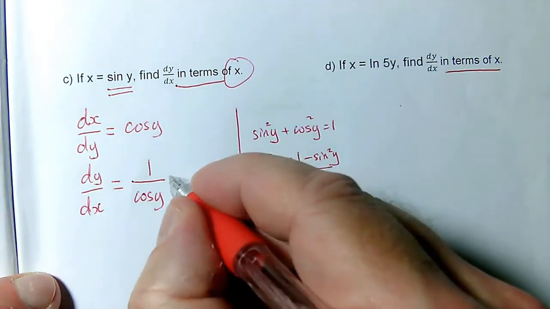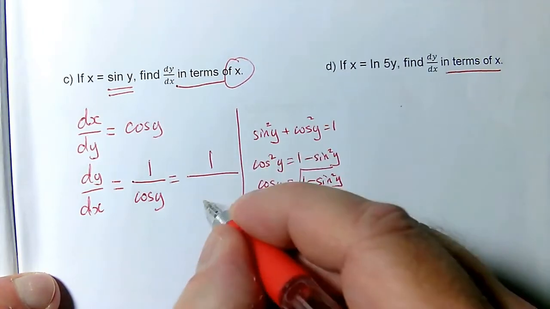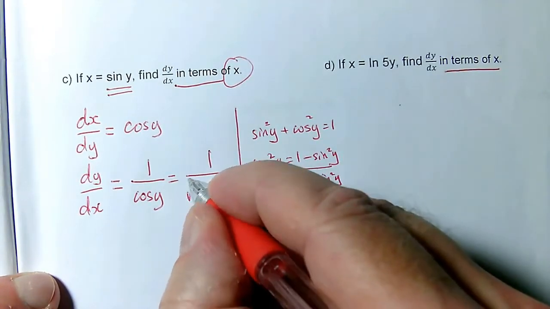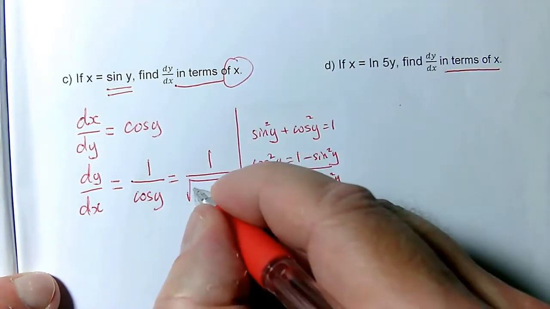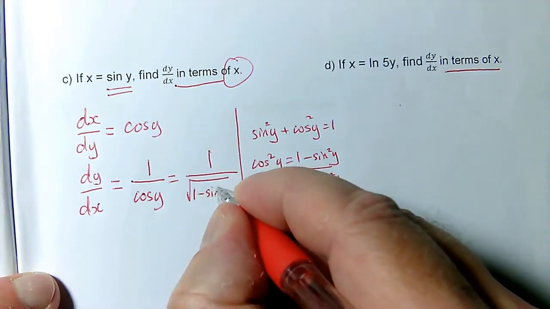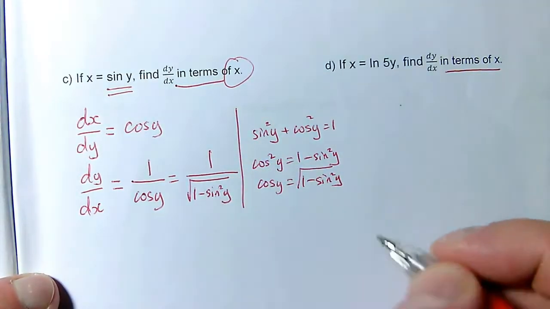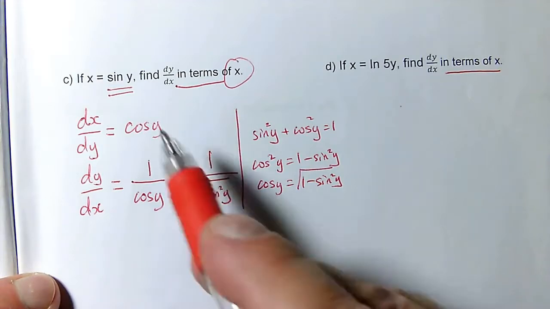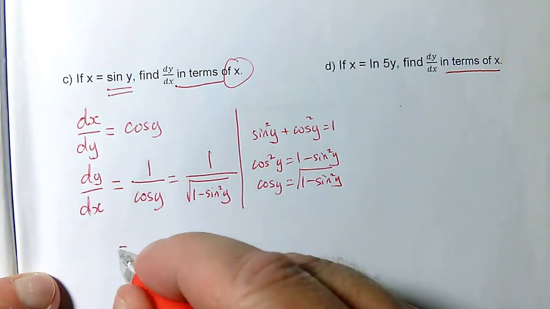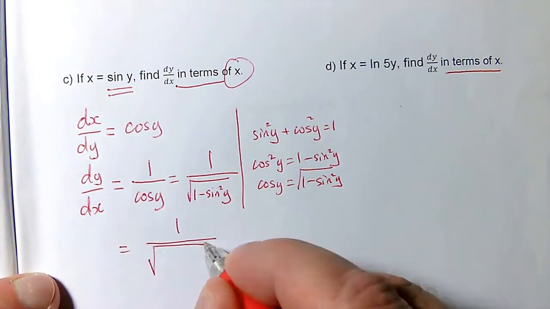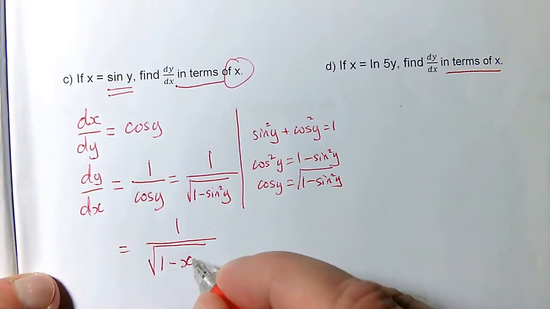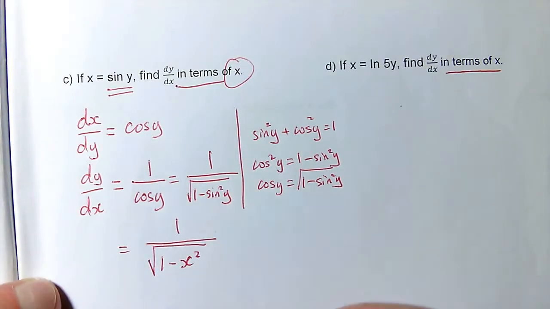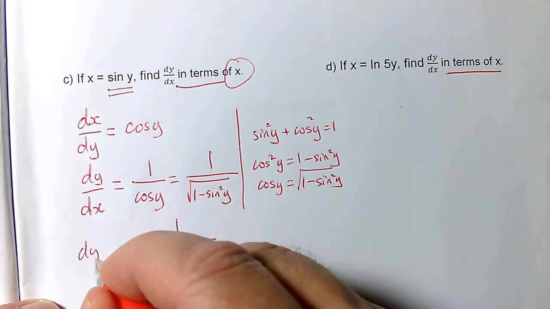So that enables me to write this. It looks uglier, but this shows that it's correct. I can write this as the square root of 1 minus sine squared y. Okay, but what's sine squared y? Well, x is sine y, so this is the square root of 1 minus x squared on the bottom. 1 over the square root of 1 minus x squared is dy by dx.